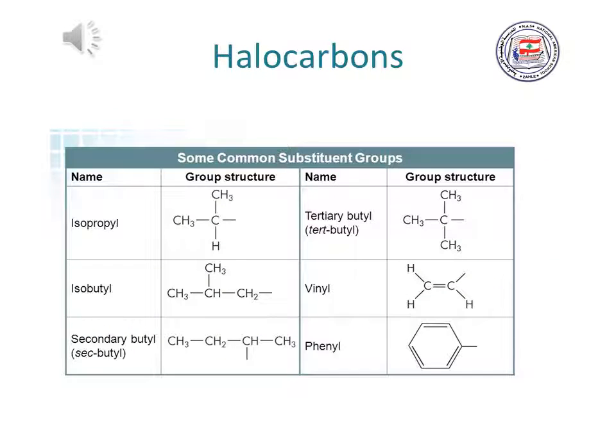This table lists the names of some substituent groups other than methyl, ethyl, and propyl. Example: isopropyl, isobutyl, secondary butyl, tertiary butyl, vinyl, and phenyl.